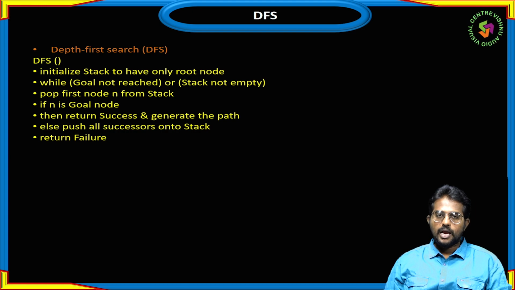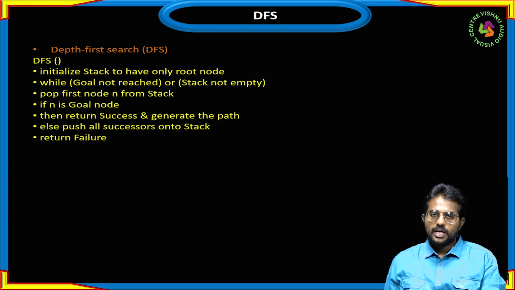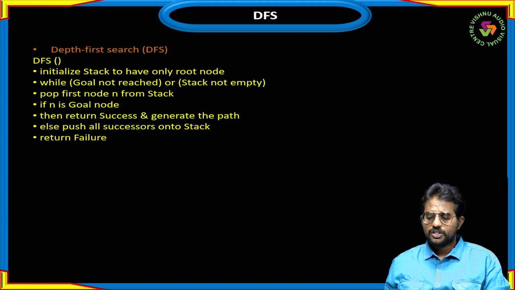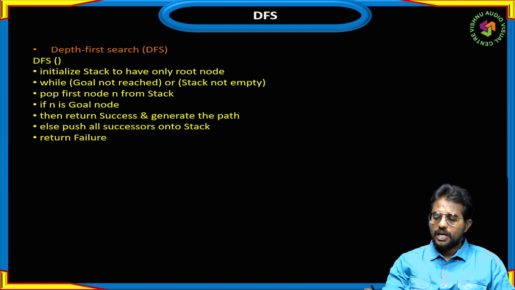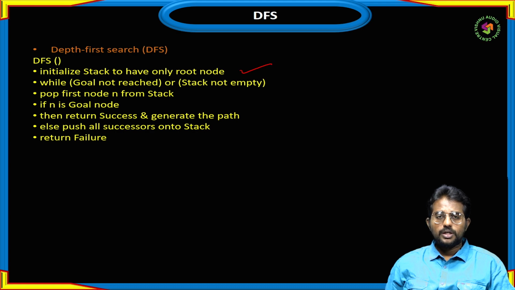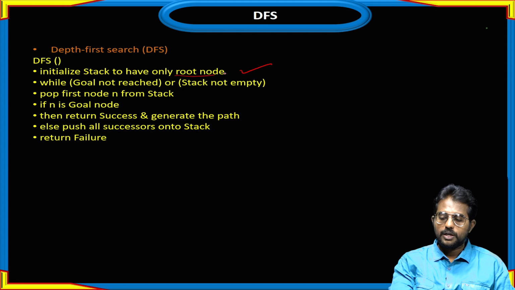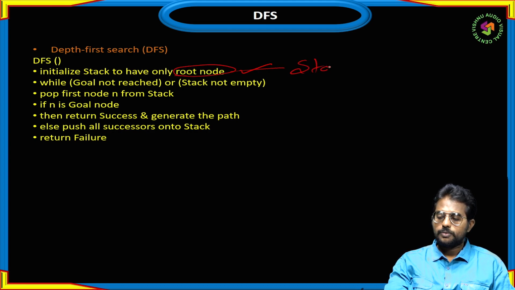Here we can see the algorithm of DFS. In this algorithm, the first step is to initialize the stack so that it has only the root node. This stack is nothing but open, so the open data structure will be acting like a stack. In that stack, we make sure that only the starting node, or root node, is given as the input.